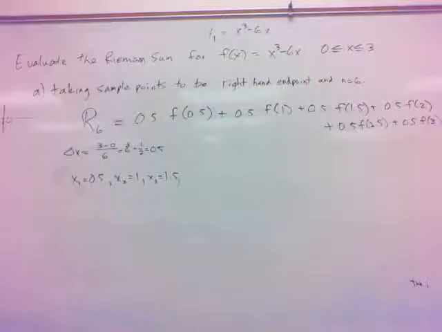Ooh, okay. All right, so it's a half times all those, so it'd be y1 of 0.5 plus y1 of 1 plus y1 of 1.5 plus y1 of 2 plus y1 of 2.5. We got it?